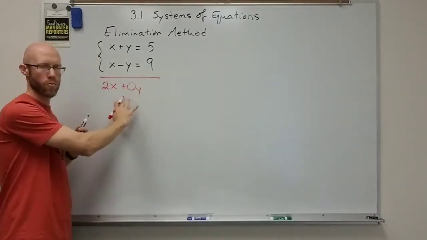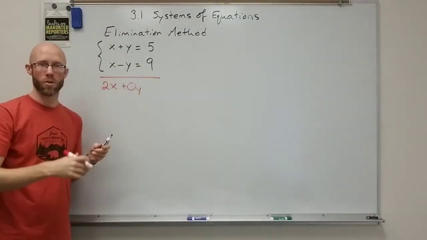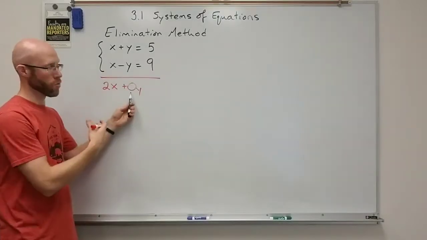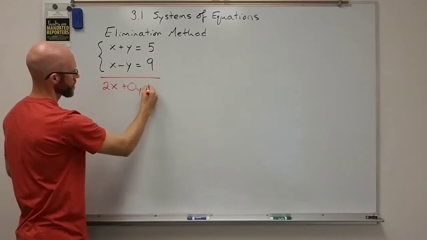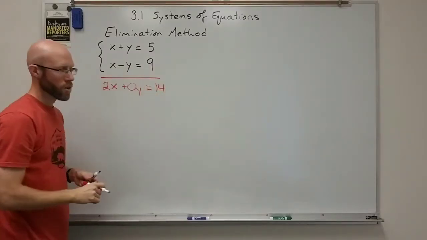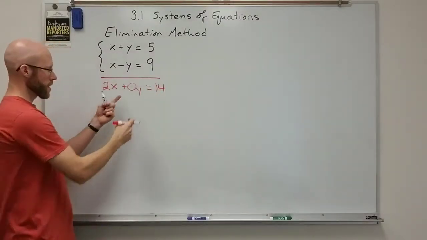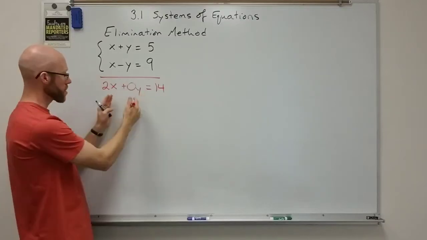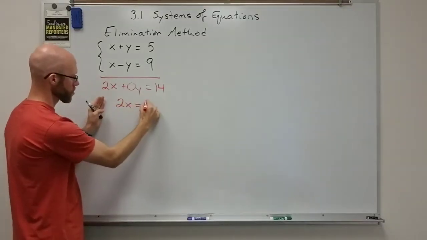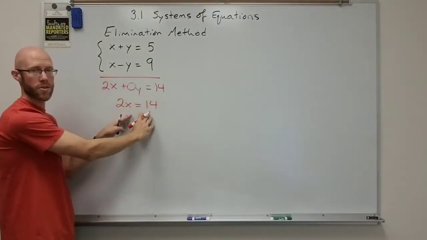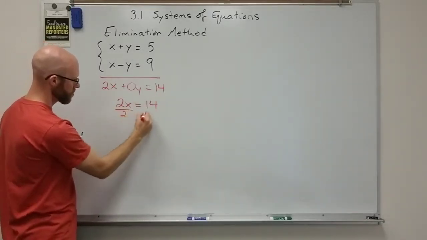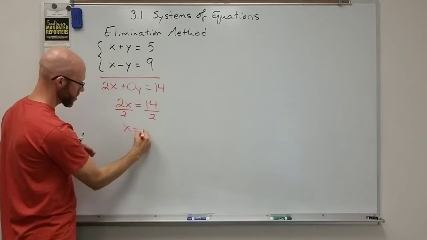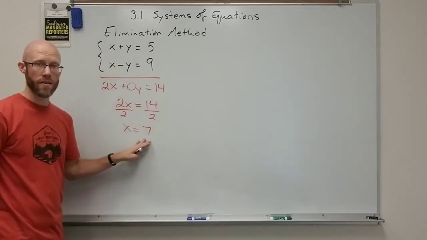y minus y is 0y. Now I don't really have to write that, I'm just doing it to show you that it's 0. And then 5 plus 9 is 14. Well, in reality, that 0y doesn't really need to be there, so I'm going to write it as 2x equals 14. Again, you could just write this line and not write the line above it, that's okay. And then if I divide out the 2 to solve for x, I get an x value of 7.